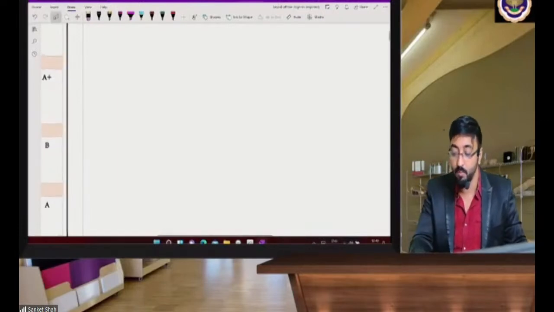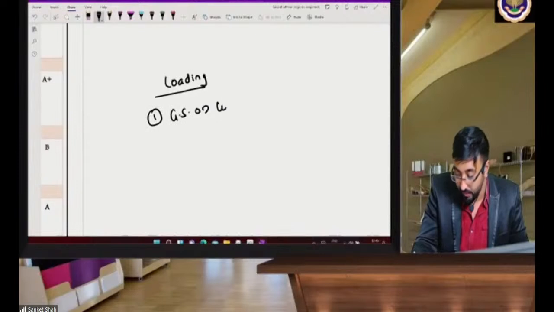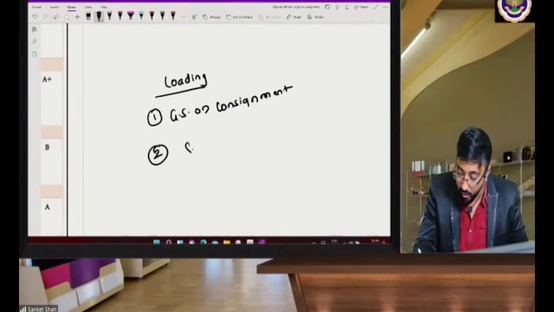Okay. So what is important? Loading. So on what you are going to cancel loading? Number one, goods sent on consignment. You are canceling loading. On what you are going to cancel loading? Stock on consignment.